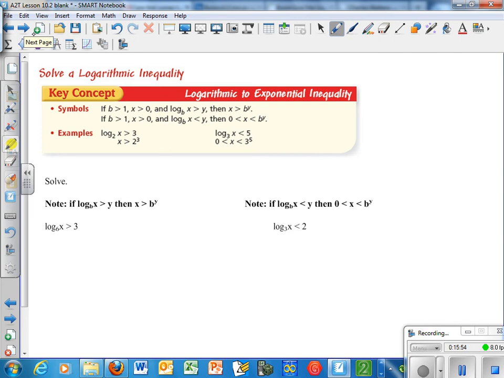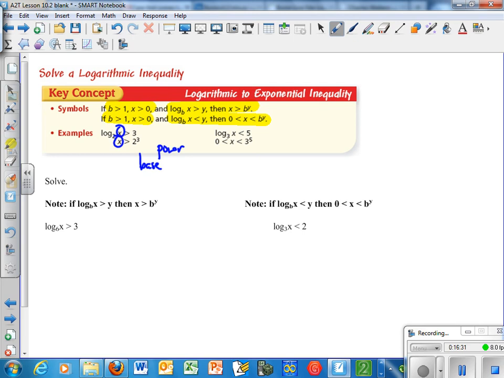Okay, some key things here. Solving a logarithmic inequality. Notice the base has to be bigger than 1, and what you're taking the log of has to be bigger than 0 in both these cases. These two things are true right here. So let's look at these examples. If I have the log of x in base 2 is greater than 3, when I write my inequality, I take that x, put that there, keep the symbol the same, and then I put the base to the power over on this side.